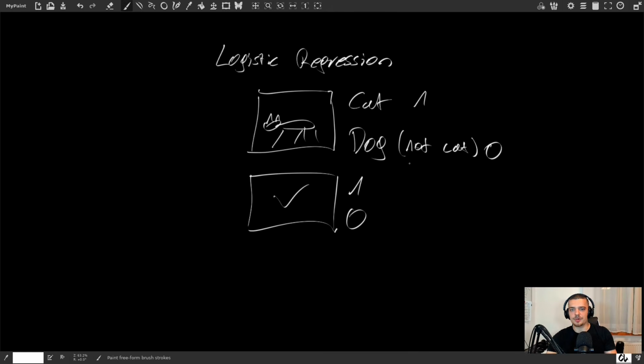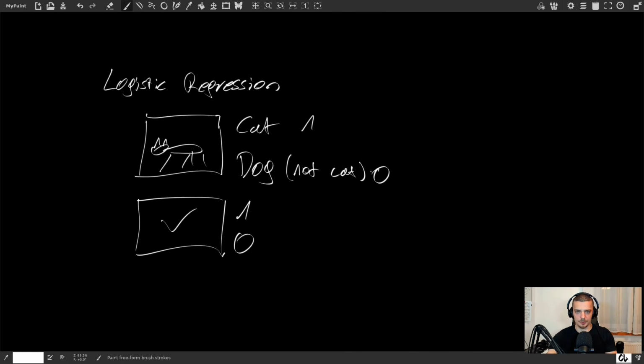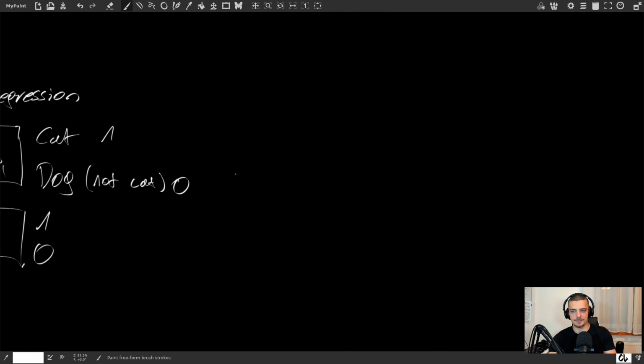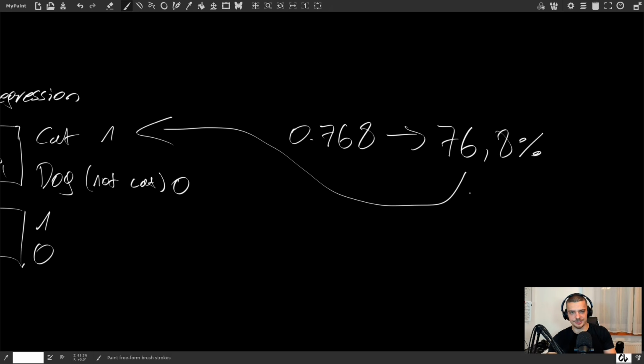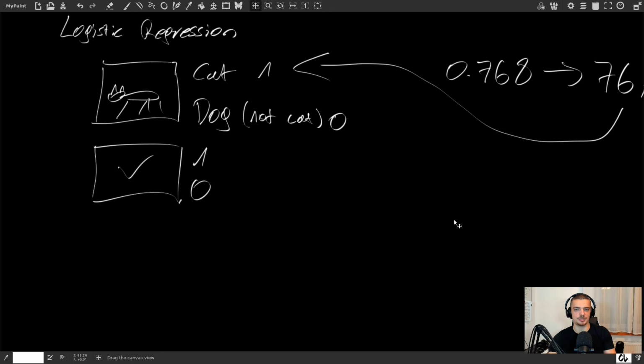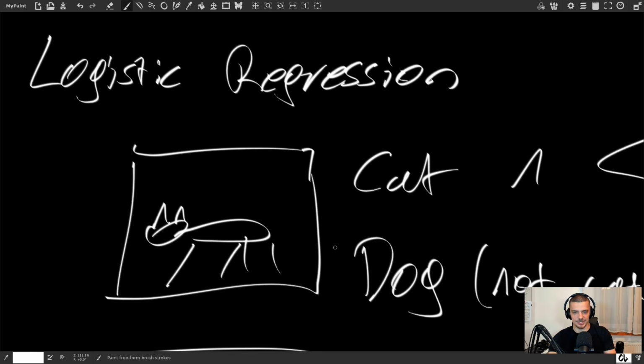Now, what logistic regression does is it doesn't produce 0 or 1, it produces a value in between. So it gives us a value like 0.768, for example, which can be translated to 76.8% probability that we have a 1. So this would be a 76.8% probability that the image is a cat.